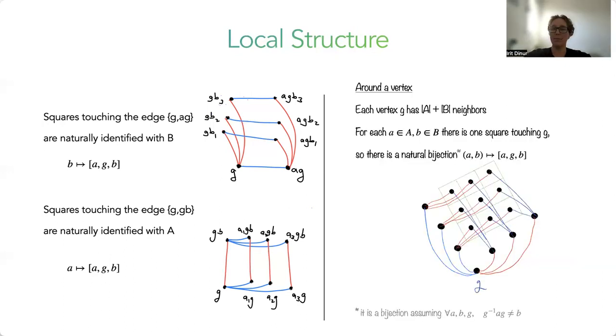Moving on to looking at the neighborhood of a vertex. It corresponds to a group element G, and it has how many neighbors? It has |A| plus |B| different neighbors, cardinality of A plus cardinality of B. And for every choice of little a from A and little b from B, there's going to be a square touching G, right? So we naturally have this, well, I want to say bijection, but it's not always going to be a bijection, but definitely going to be an onto map, mapping every pair of A, B to a square.